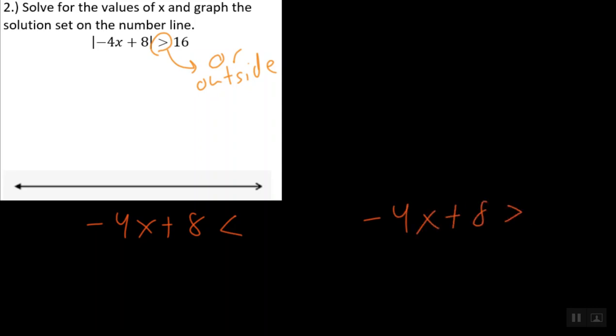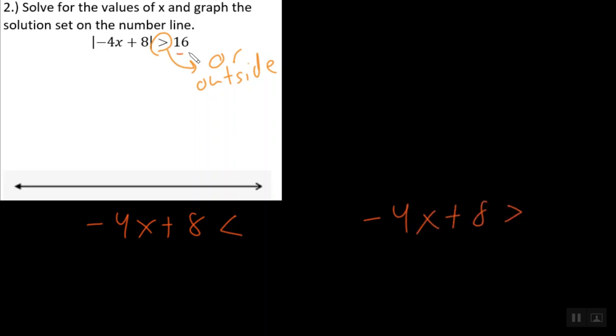Okay, for example number 2, solve for the values of x and graph the solution set on the number line. Okay. Well, the first thing we do is we circle our symbol, and remember, when it's greater than, that is our or statement, and of course that means we're going to be shading on the outside. Well, let's go ahead and write out our two inequalities. Say, okay, we have negative 4x plus 8 is less than, and negative 4x plus 8 is greater than.